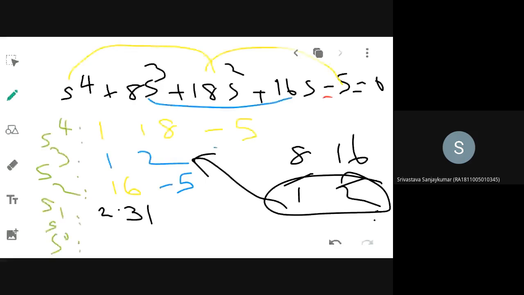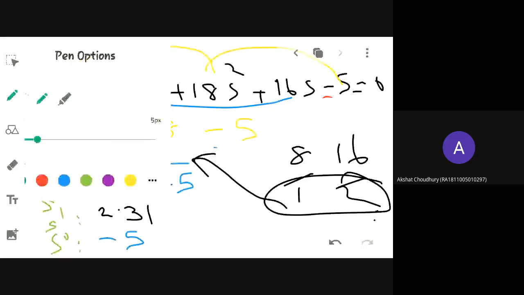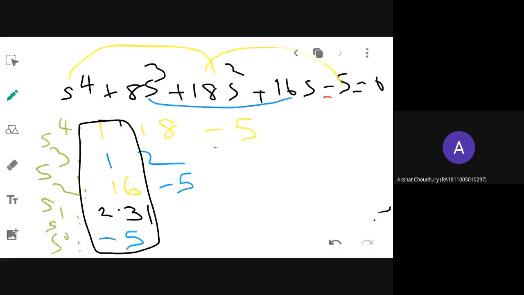Okay? Now, what is the last step? Minus 5. Okay, next, what do you need to do? You need to box up the first column elements and observe whether there are any sign changes in it. Sign changes, plus to minus sign changes, how many you have to count?